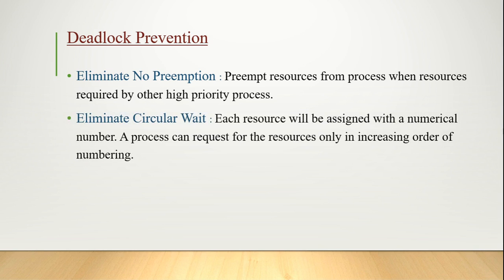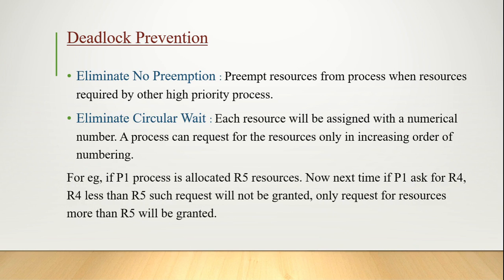Next, eliminate circular wait. Each resource will be assigned a numerical number. A process can request resources only in increasing order of numbering. For example, if process P1 is allocated resource R5, and next time P1 asks for R4, R4 is less than R5, therefore such a request will not be granted. Only a request for resources higher than R5 will be granted.